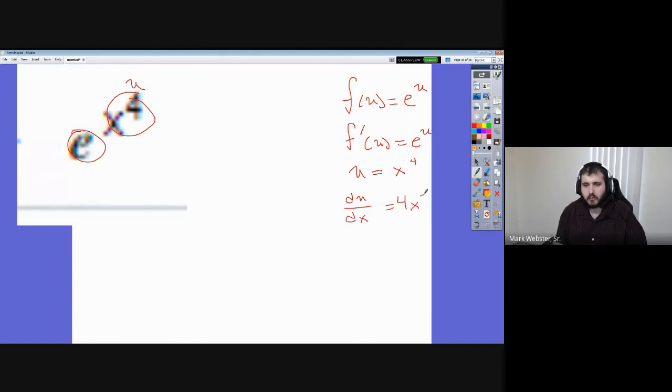4x cubed. And now once again, all we have to do is take our f prime and our du dx and put them together. e to the u times our du. And then just take a second and rewrite, instead of u, back in terms of x.